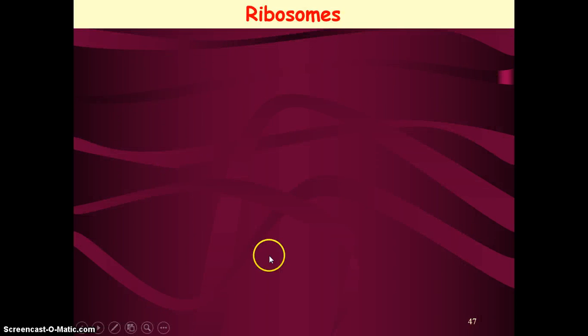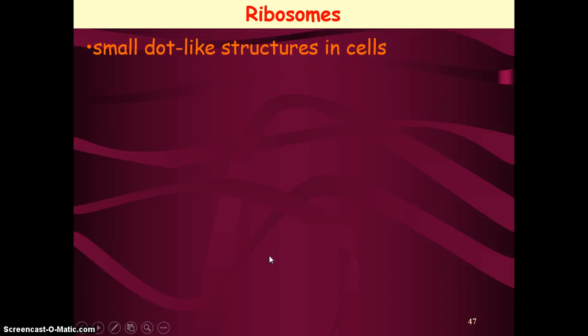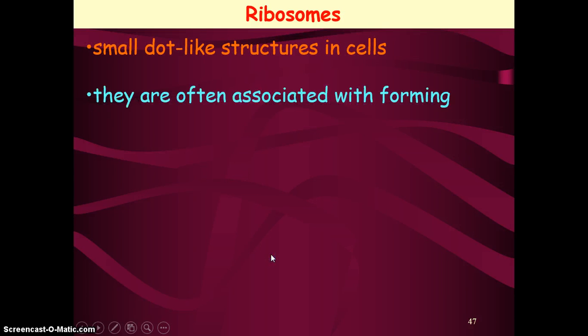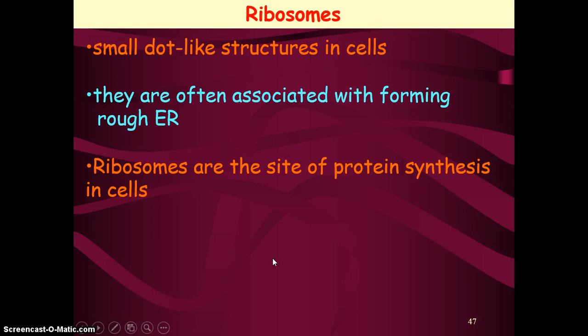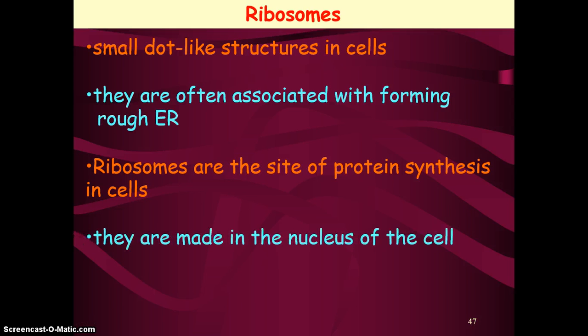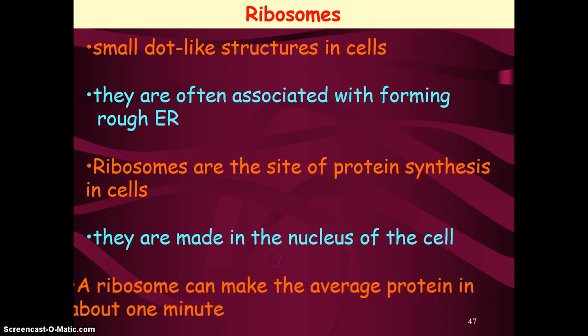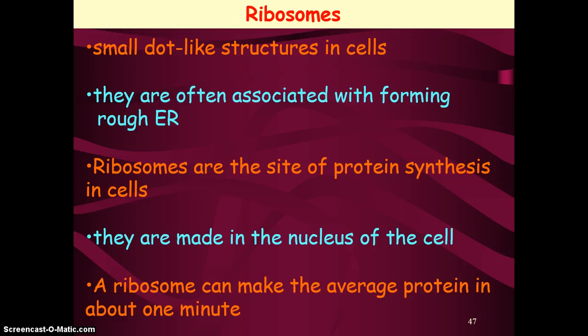We're going to finish up the organelle review with ribosomes. These are small dot-like structures in the cells, and we talked about that when we looked at the endoplasmic reticulum. They're often associated with forming the rough ER. They are the site of protein synthesis inside the cell, and they are made in the nucleus of the cell, actually in the nucleolus. A ribosome can make the average protein in about 1 minute.